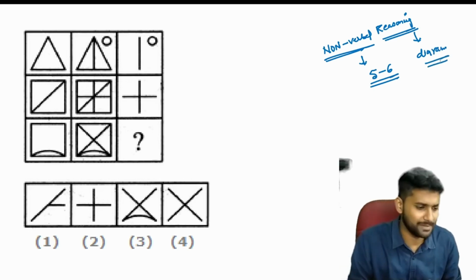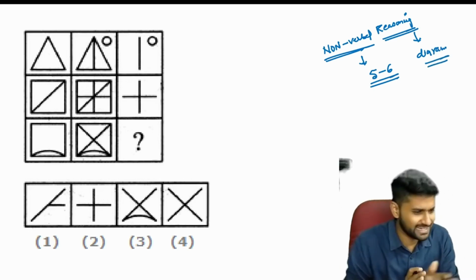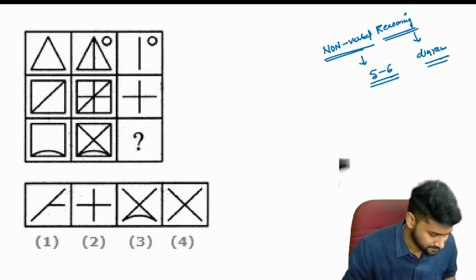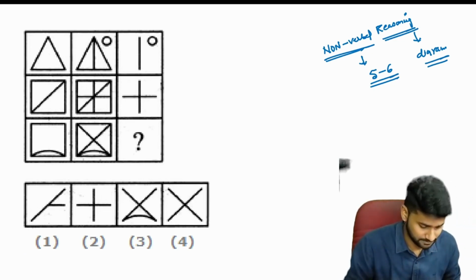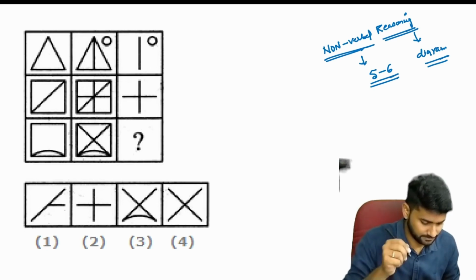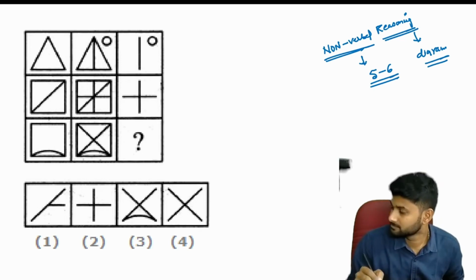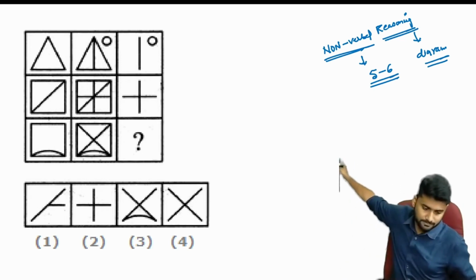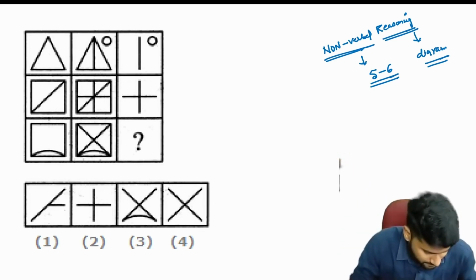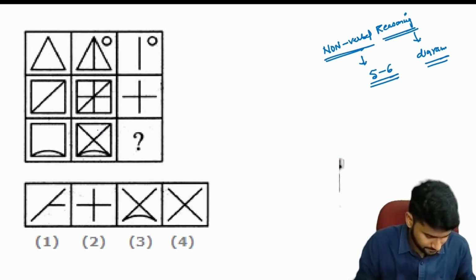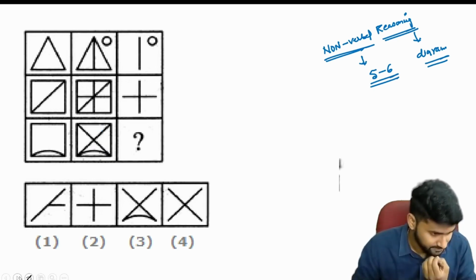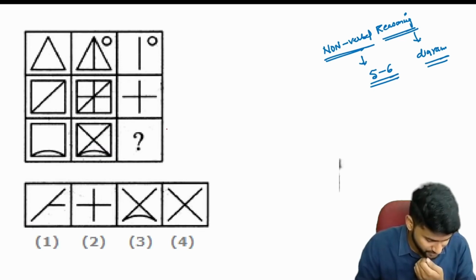Can anyone tell me what can be the suitable option? If you see the entire grid, it's a 3 by 3 grid. So what can be the suitable diagram? What is the suitable diagram for this question?